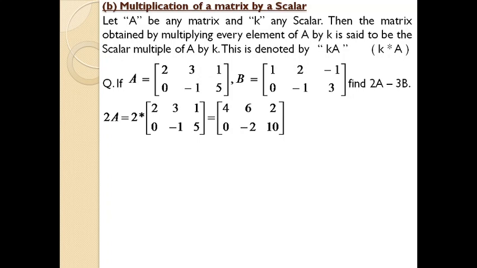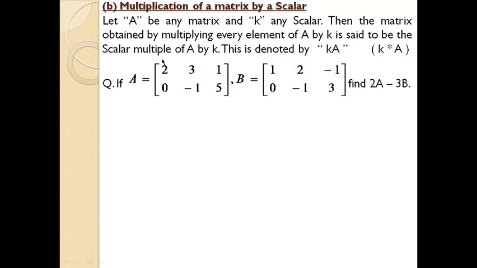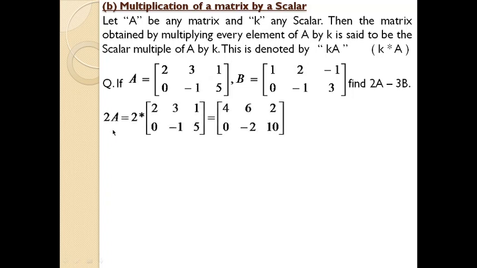2A means 2 into A. Here A is a matrix. See, it's a 2 into 3 order matrix, and 2A means 2 into A. And it is a case of scalar multiplication. Here 2A can be found by multiplying matrix A with 2. So here 2 is a scalar value, that is, a common number that has to be multiplied with each element within a specific matrix.